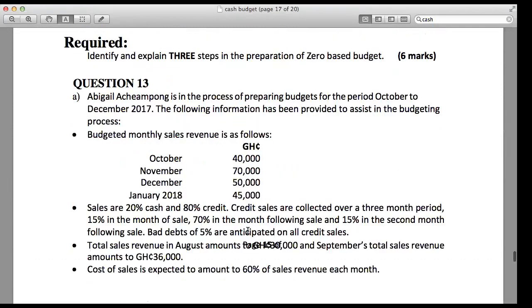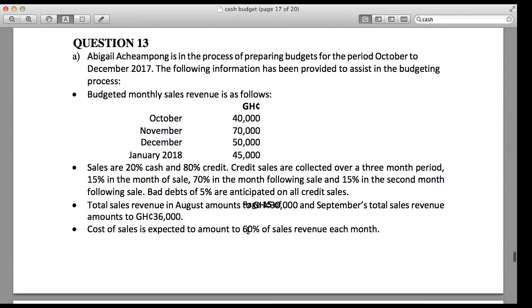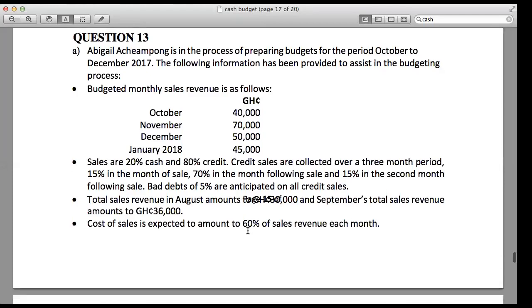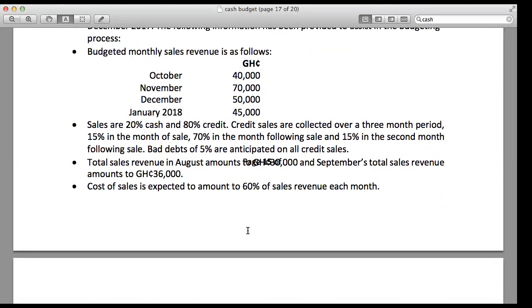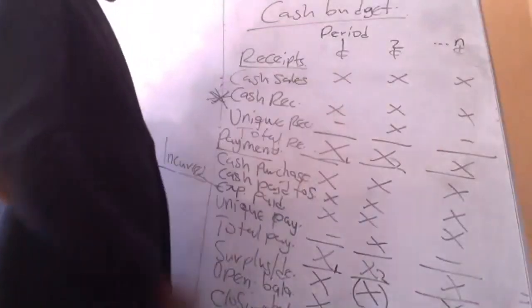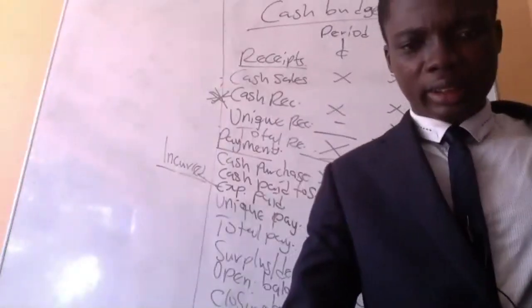Now let's see. Abigail Champmai is in the process of preparing budget for the period October to December 2017. The following information has been provided to assist in budgeting process. Good. Budgeted monthly sales revenue is as follows. So October sales is there, 40,000, November, December, January 2018, 45,000. Now, second note, sales are 20% cash and 80% credit. Yes, good. Now, which means that the cash sales will be 20% of the total sales. So that is it. Good. So you get it. Now let's move on.